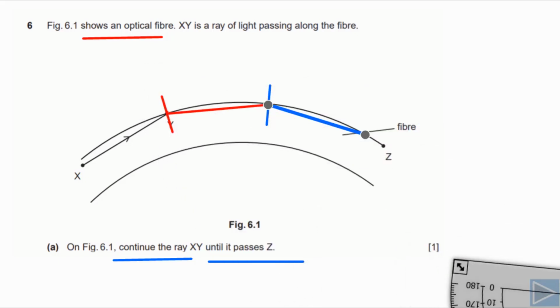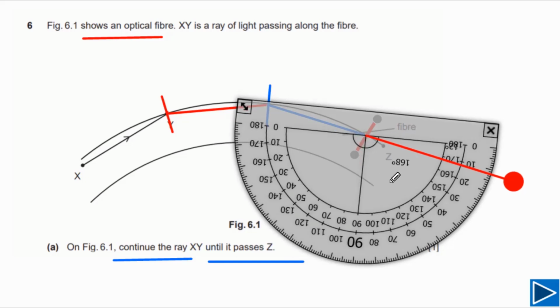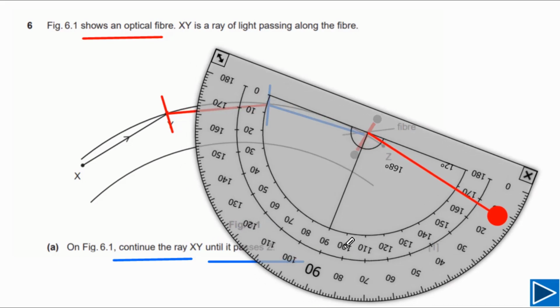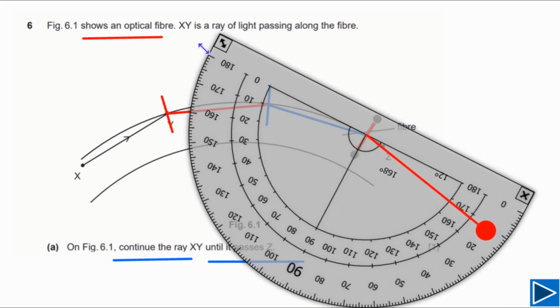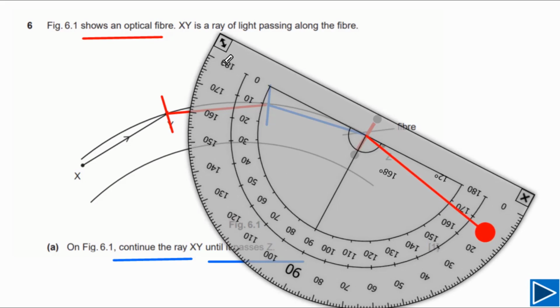Again, we can remove our protractor, but still it is not passing this point Z. So we need to draw another normal at this point. So this is how we can draw the normal at this point, and this angle is about 90 degrees. We need to take our protractor again. We have to place it here. We need to align with 90 degrees. This is how we can align. You have to adjust this a little bit here. So this is exactly how we can align.